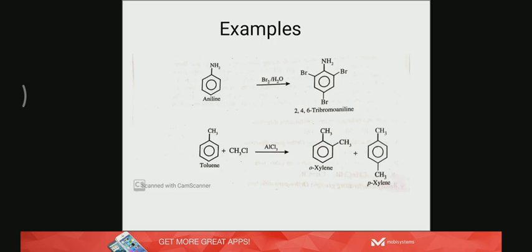Coming to the next, toluene is taken for Friedel-Crafts alkylation, isn't it? Yes, it is Friedel-Crafts alkylation, and you are getting xylene. What is xylene? 1,2-dimethyl benzene is commonly called xylene. Ortho xylene as well as para xylene. You get 2 products as a mixture. Here, tri-substitution doesn't take place because the methyl group is not a very strongly activating group, it's only a weakly activating group.